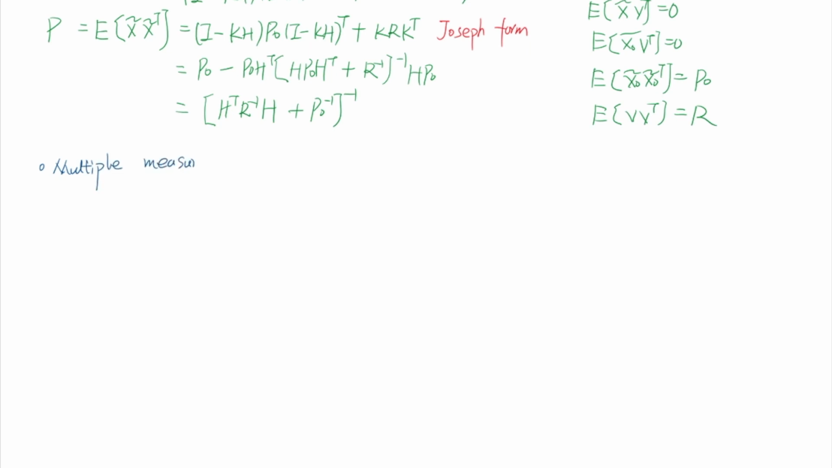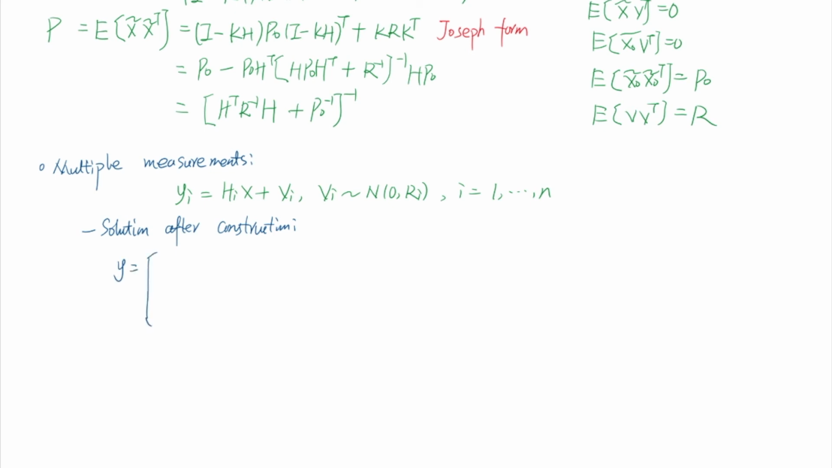In the following, we want to address the problem of multiple measurements. So in the system, we assume that yi is equal to Hi multiplied by x plus vi, in which vi follows a normal distribution of 0 and Ri, and we can have a number of n measurements. So how to solve this?